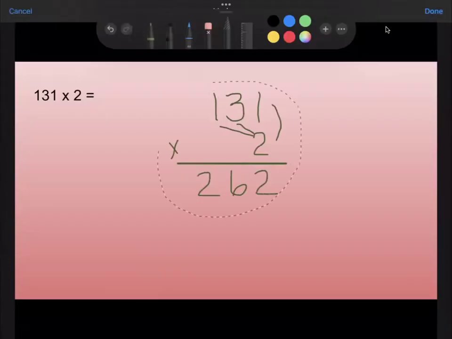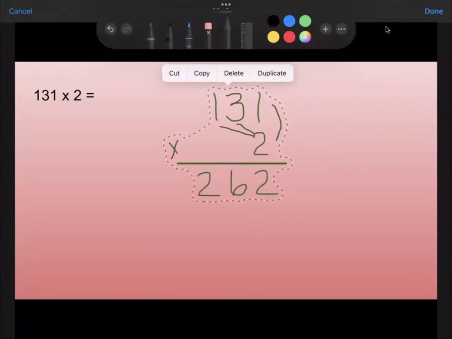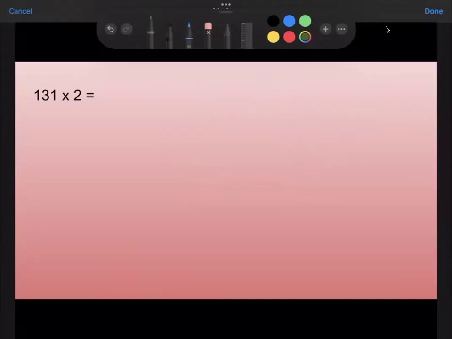Let me take that one down, and I'll show you using the area or box method. You take the biggest number and break it up by place values. If you have a 1 in the hundreds place, that represents 100. A 3 in the tens place represents 30. And a 1 in the ones place represents 1.